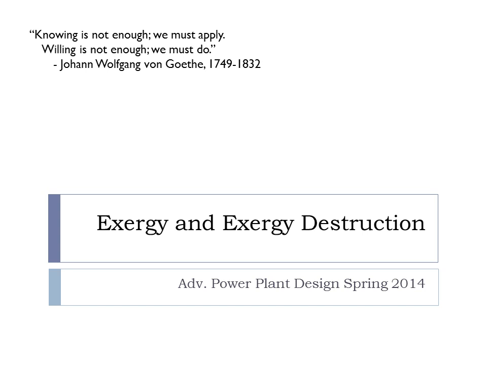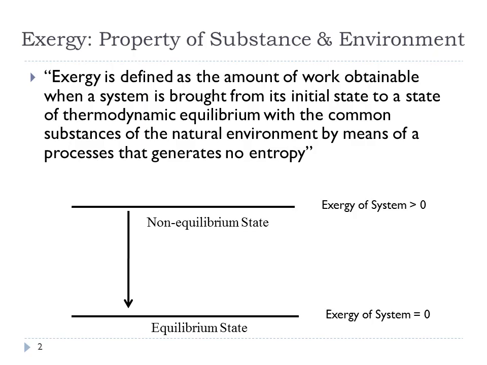The reason I'm covering it is that there's often confusion between what we say is the energy in a substance and its actual exergy, where exergy, as we'll find out, is its capability to do work. So let me give the formal definition of exergy, and then we'll start working from here. Formal definition is that exergy is defined as the amount of work obtainable when a system is brought from its initial state to a state of thermodynamic equilibrium with the common substances of the natural environment by means of a process that generates no entropy.